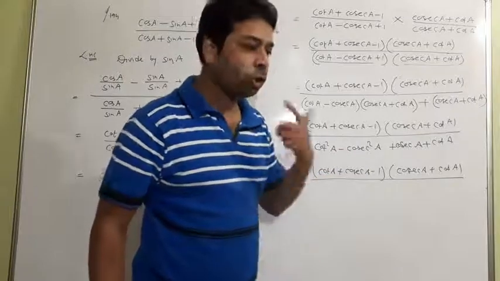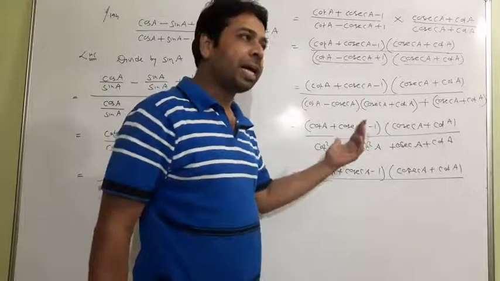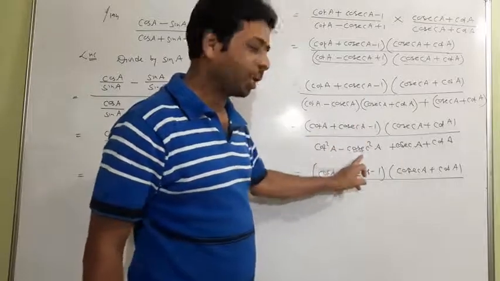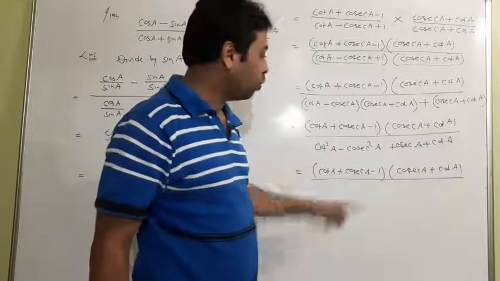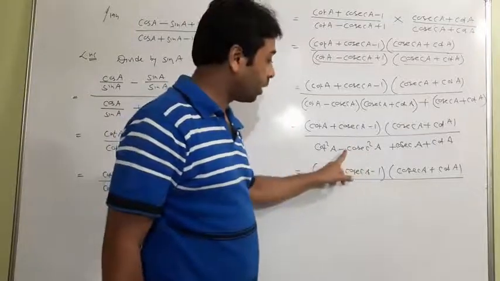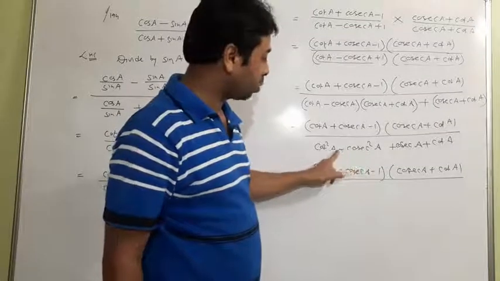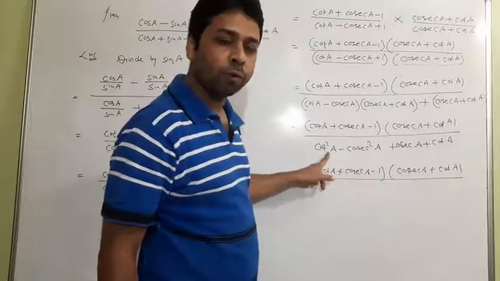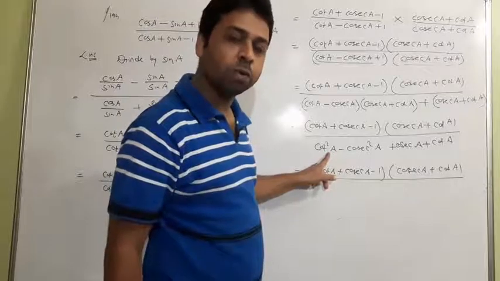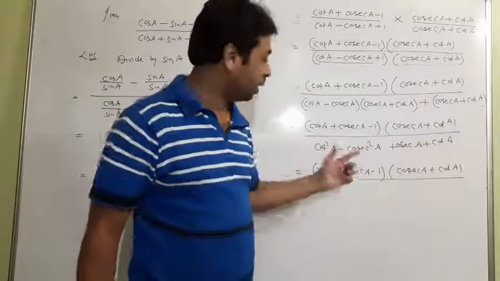It is actually near to a very important formula. In the last question we had sec square A minus tan square A. And let me tell you, cosec square A minus cot square A is 1. It is the third main identity. You can see the list of identities in which you will get it. Cosec square A minus cot square A is 1, but here it is not so.